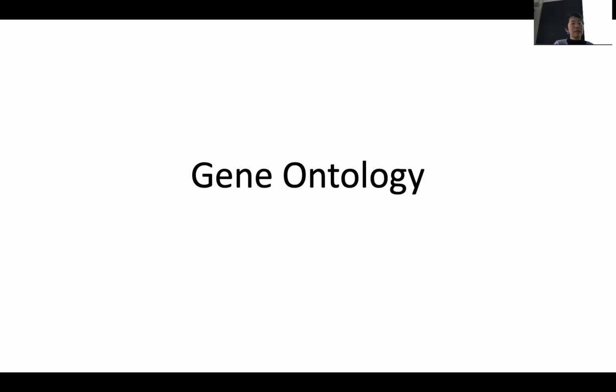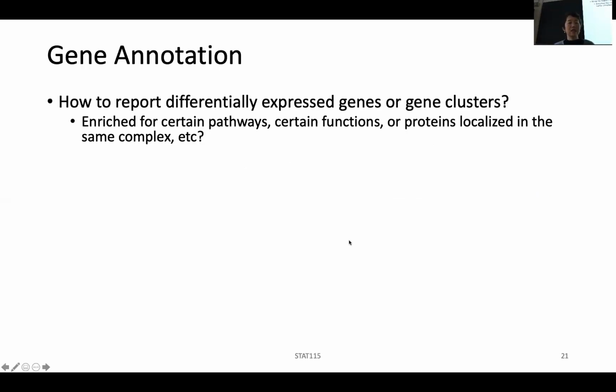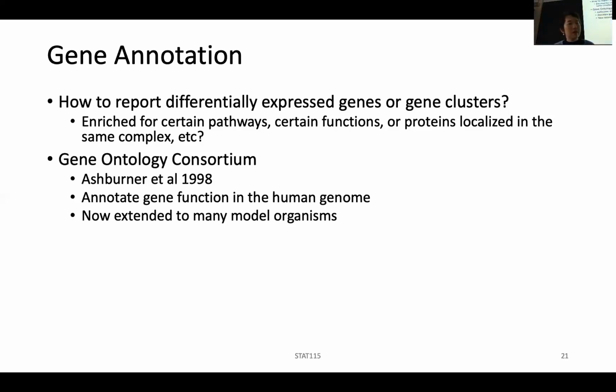And so people want to say something about those genes. Do they have certain functions? Are they enriched in some pathways? Are they enriched in some functions? Are those genes or proteins localized in some complex? Are they all in the nucleus? Are they all enriched in something? And so that means you need to give a gene some kind of annotation.